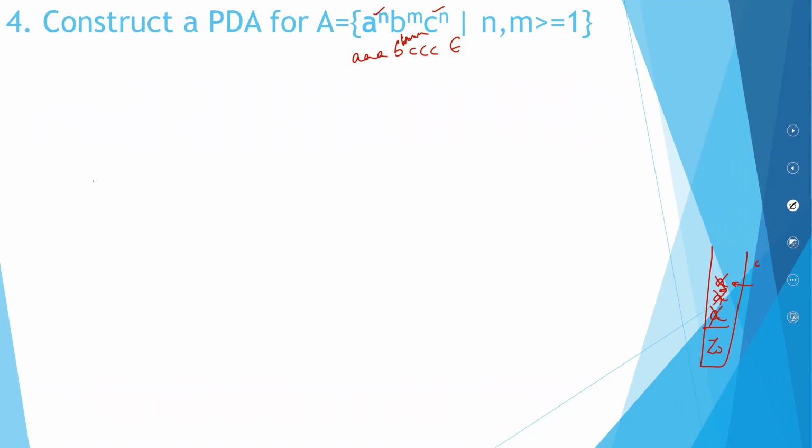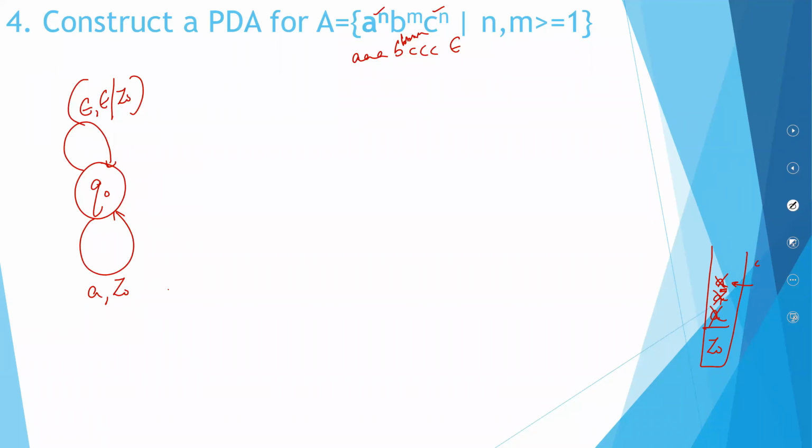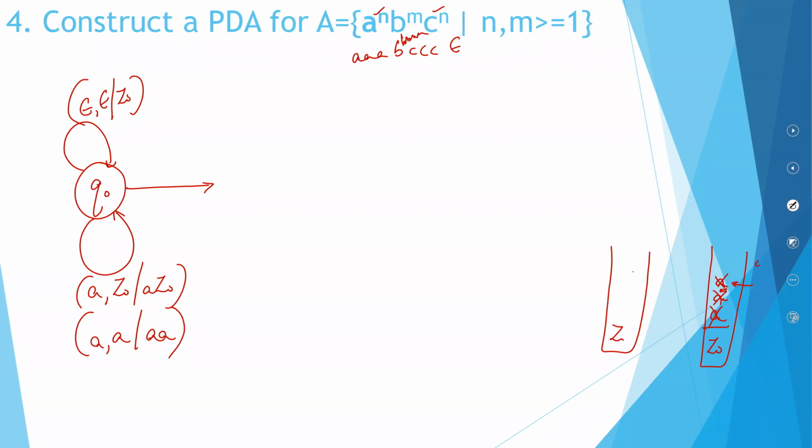So let's do it. You have Q0. Initially, epsilon, Z0. You will be encountering your first A: Z0, AZ0. You will be encountering many A's. So that's it, all your A's you are done with. Now you will be encountering B's. So now it is Z0 A.